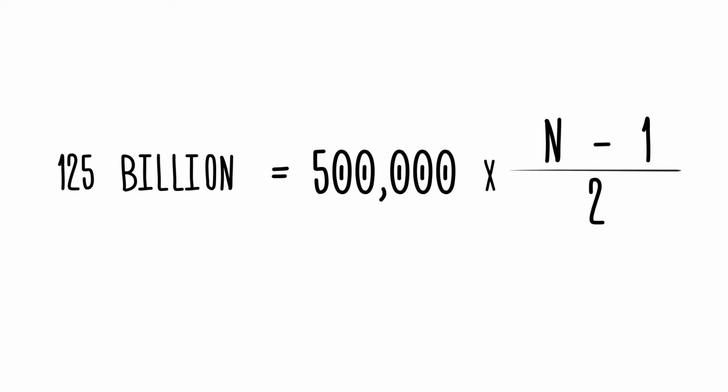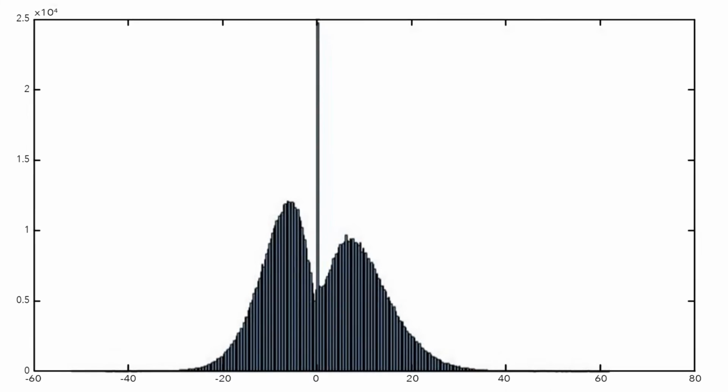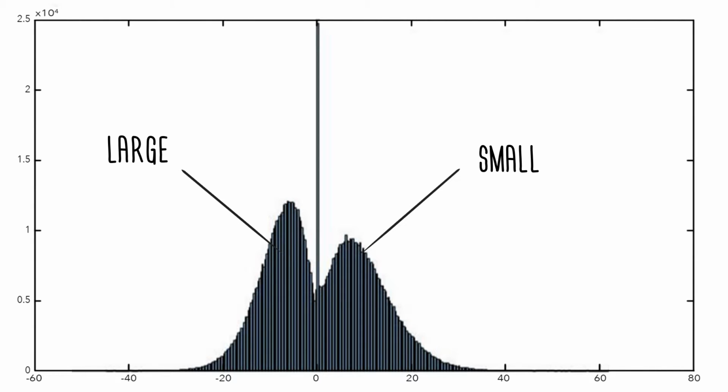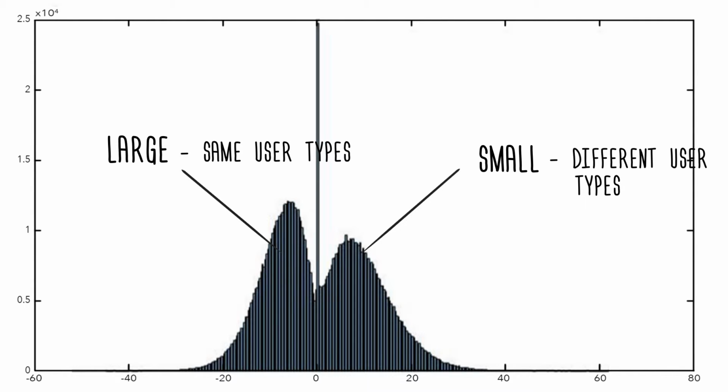So a list of all inner products would be pretty useless, but we can get a good summary of this list using a histogram. In our toy example, this is what a histogram looks like. We can clearly see that there are two different modes. This suggests that there are two types of values for these inner products, large and small. When two rows come from the same user type, we get a large value. When they come from two different user types, we get a small value for this inner product.